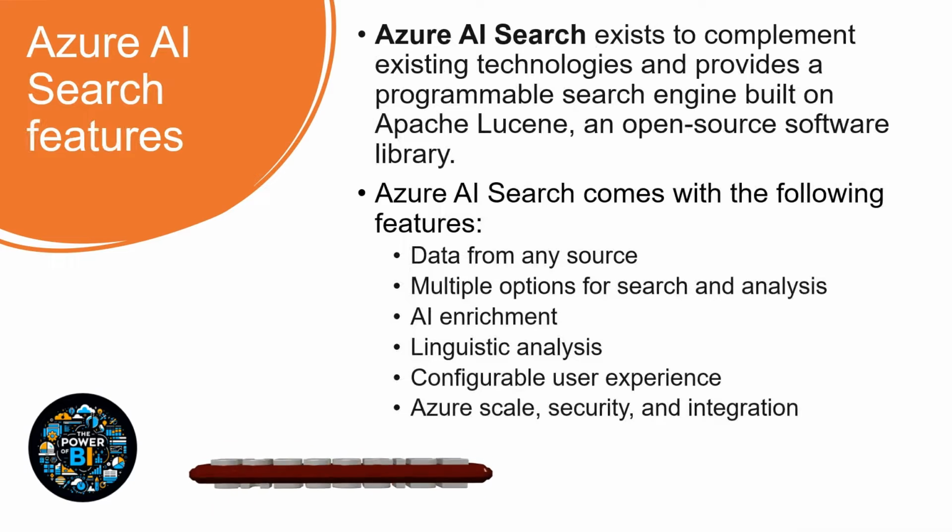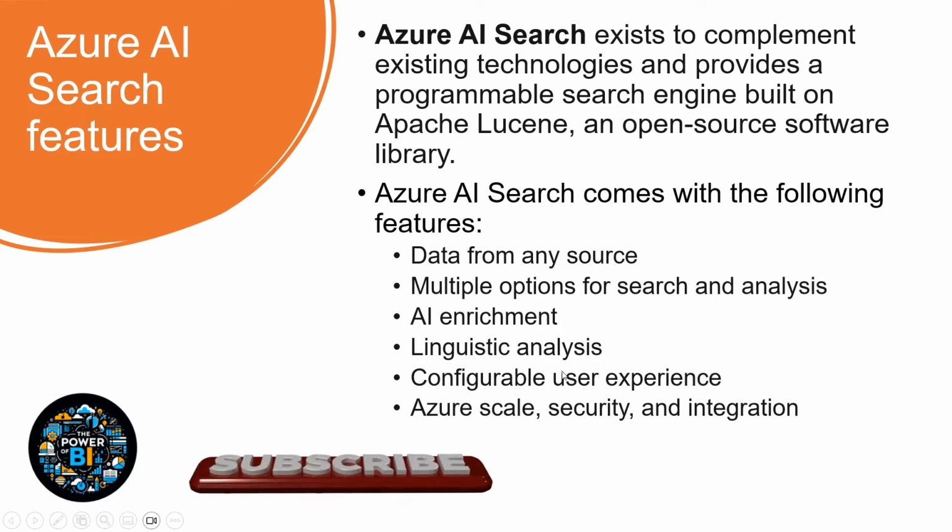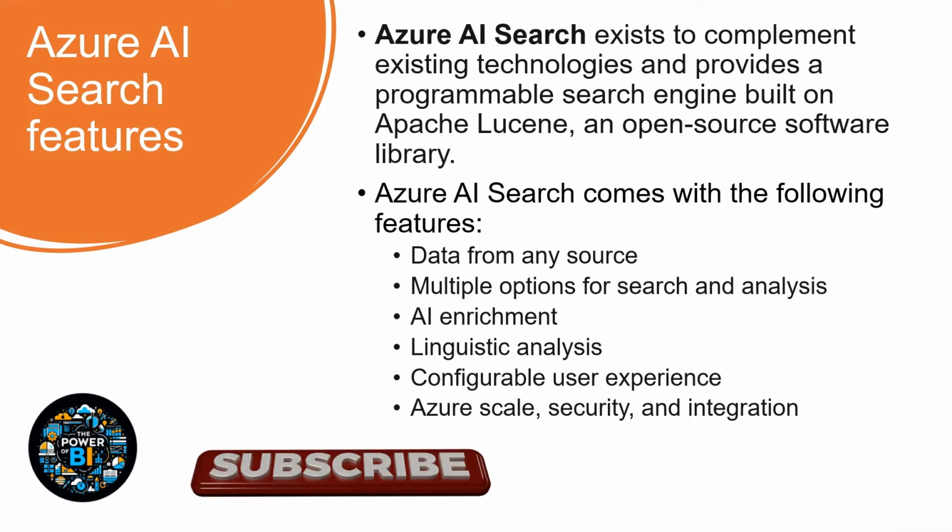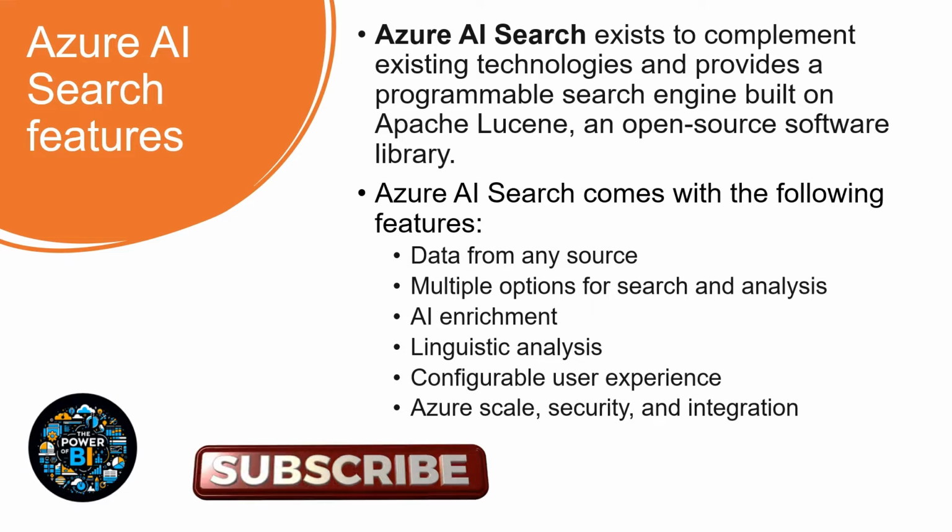So some of the features of Azure AI Search are discussed here. A few of the features you can see in the Azure environment is that you can get data from any source with JSON. A JSON format is required, but it can be connected to any source that provides JSON as an output. We can also have multiple outputs for search and analysis that include vector search, full text search, or hybrid search.